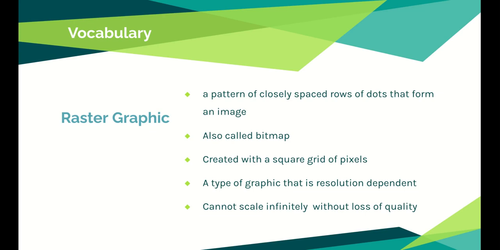A raster graphic is one that's made out of pixels. So this is going to be like these really closely spaced rows of dots that form the image. You'll also hear it called a bitmap. It's created with this square grid of pixels that you don't really see unless you zoom in or you exaggerate it or it's low resolution. And it's a type of graphic that's resolution dependent, so it cannot scale infinitely.